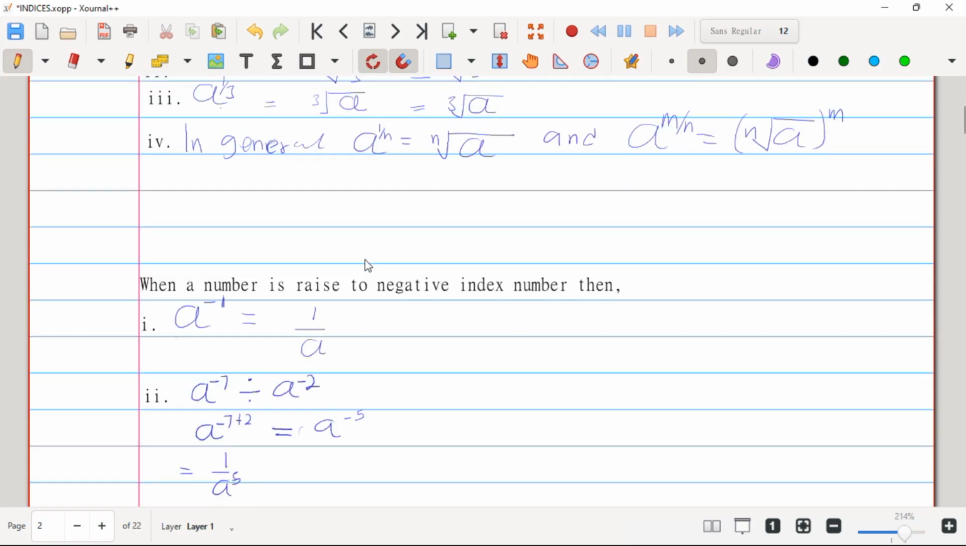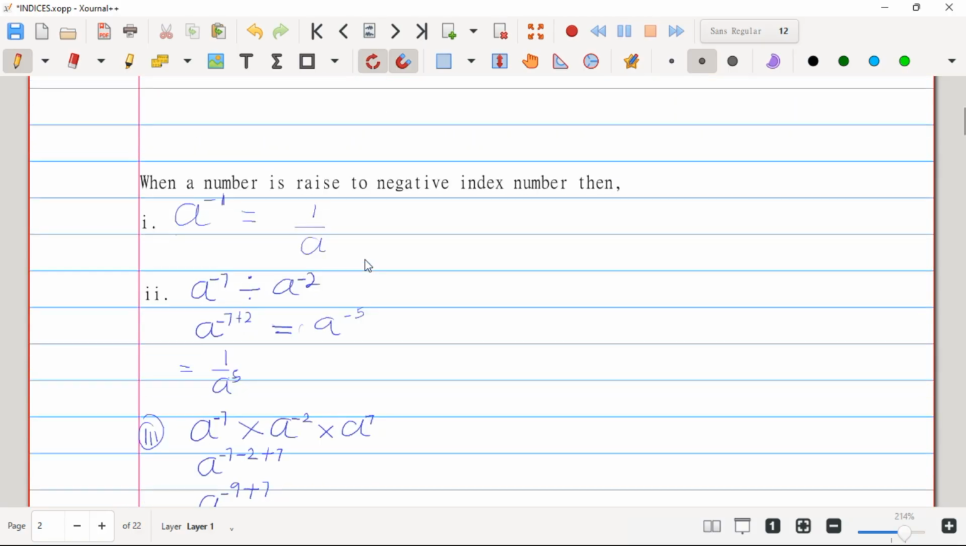And our next law, as you can see here, is that when a number is raised to a negative index, for example, we have a raised to the power negative 1. It is surely going to be written as 1 divided by a. So it means that we are just going to bring that number to the denominator.